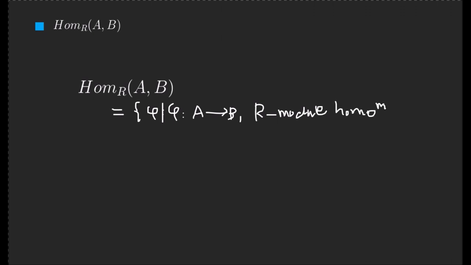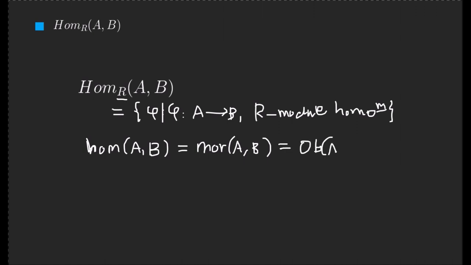Of course, A and B are R-modules, because this R is already given. So this is just the definition of Hom_R(A,B). Note that in chapter 2 we studied Hom(A,B) just with a little letter, because I hesitate with this notation. I recommend the viewer write it as more(A,B) or object(A,B). Just a type of morphism, but this is an R-module homomorphism.